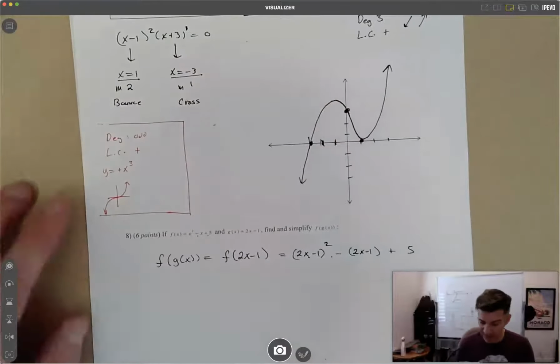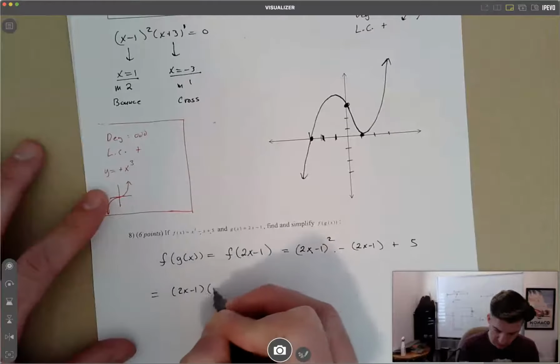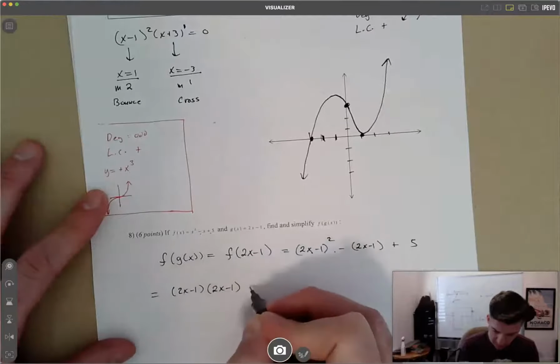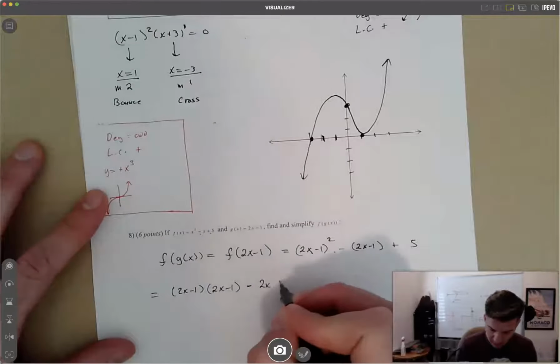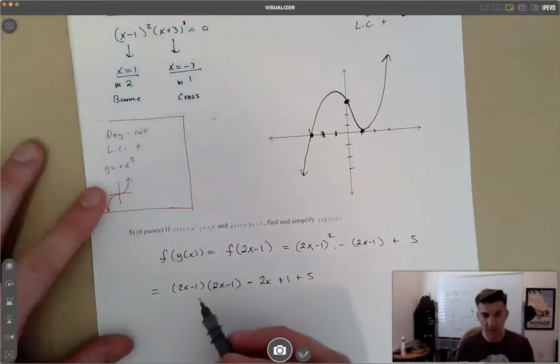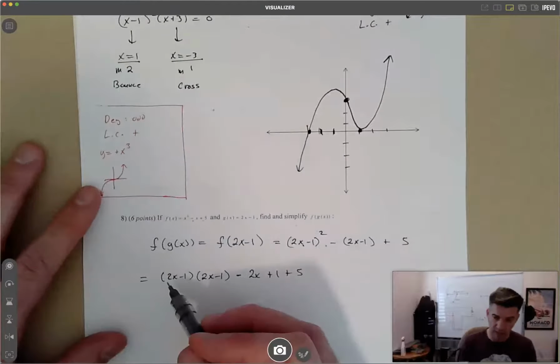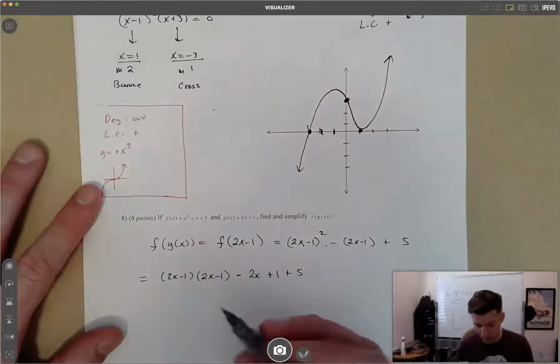And then it does need to simplify it. So we're going to multiply it out. We're going to have 2x minus 1 squared, which is 2x minus 1 times 2x minus 1, minus 2x minus 1, distribute and get minus 2x plus 1 plus 5. When you multiply this out, you can do it the fast way and say it's the first thing squared plus 2 times the first and the second plus the second thing squared, or you can actually multiply that.